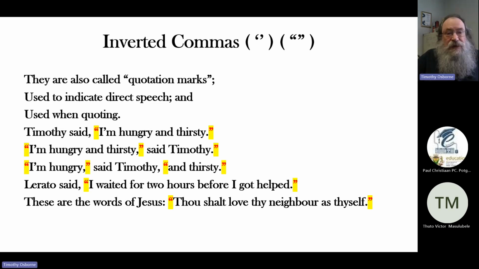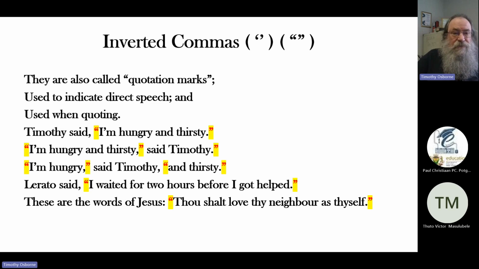You got there. Timothy said, "I'm hungry and thirsty." Now, this is direct speech. Here's direct speech in another form. Oops, I forgot to cancel that one. My apologies. That should not be there. "I'm hungry and thirsty," said Timothy. But please don't put quotation marks after that. That's wrong. "I'm hungry," said Timothy, "and thirsty." And then you'll see also with your direct speech, the full stop goes inside of the quotation marks.